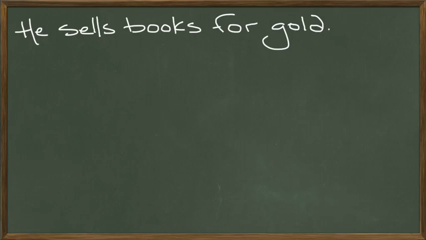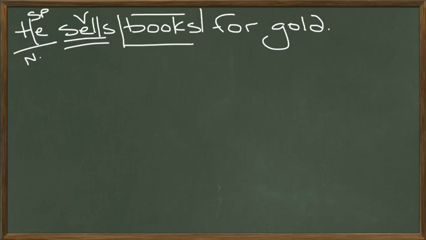The first one: he sells books for gold. I don't know of anybody who sells books for gold. That guy would be lucky if he could sell books for gold, but whatever. He sells books for gold. He, subject of the sentence, that's a subject pronoun, nominative case. What's he doing? He's selling, verb. What is he selling? He's selling books. Books receive the action of being sold by this guy. So, direct object, accusative case, and he sells those books for gold.